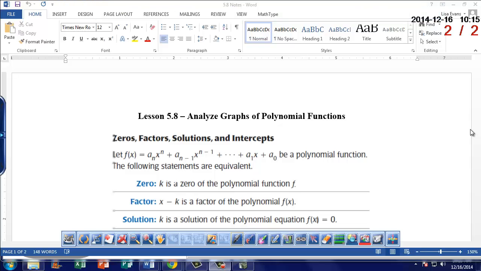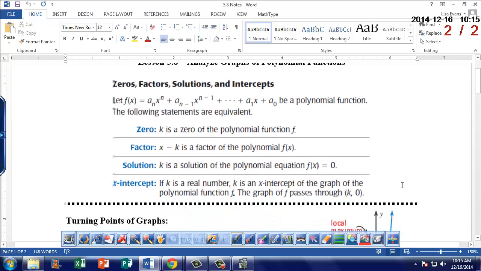Hello, today we're doing lesson 5.8. We're analyzing graphs of polynomial functions. This is just a little bit of a review of what we already talked about in the previous lesson, talking about zeros, factors, solutions, and x-intercepts.